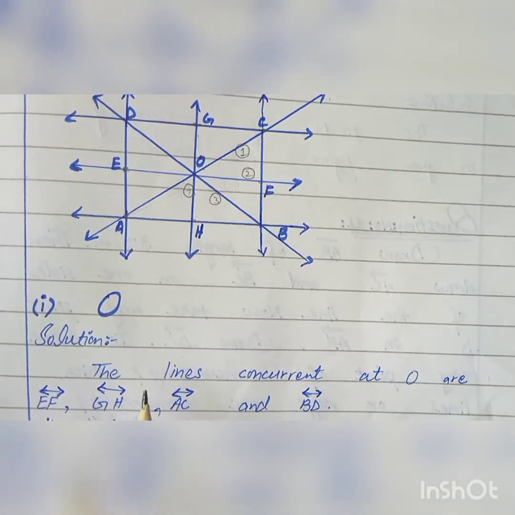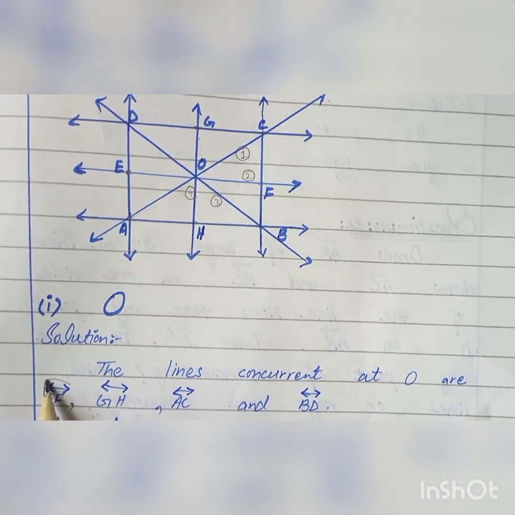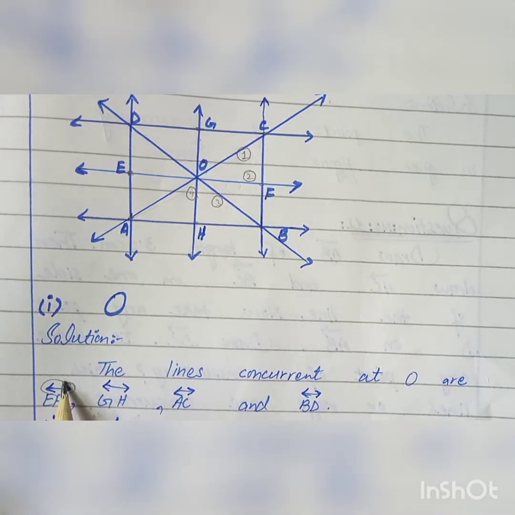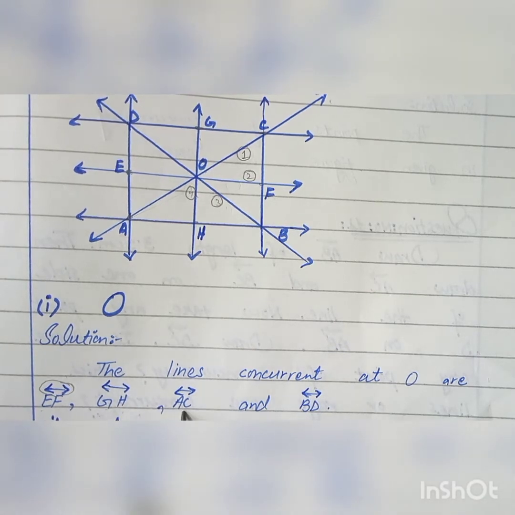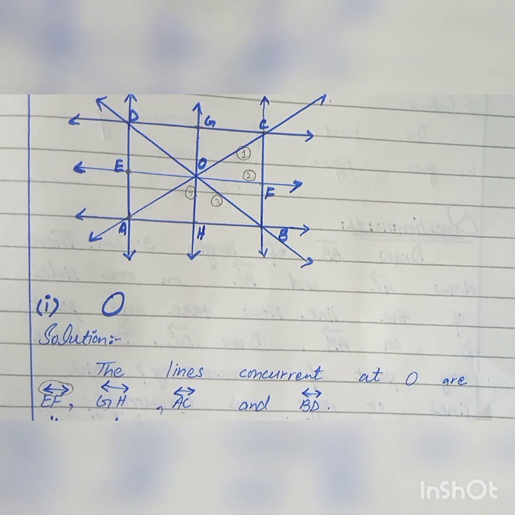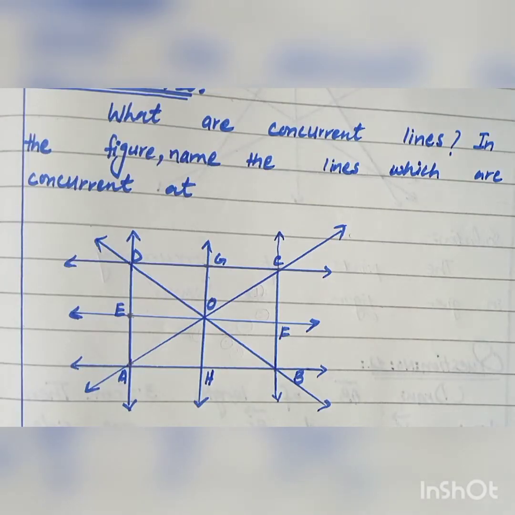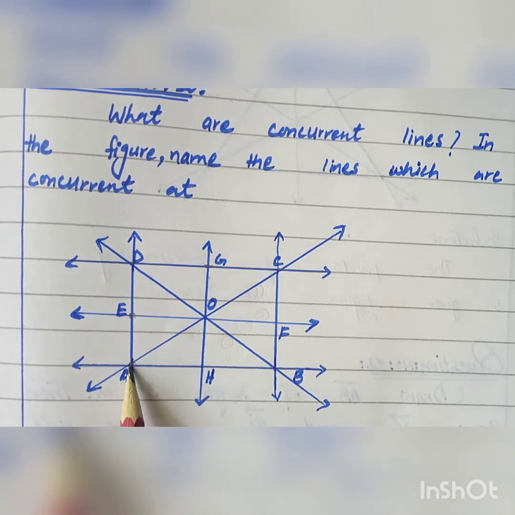Right here all the lines concurrent at point O are EF, and this is the representation of the line which shows that EF is a line. GH is also a line. AC and BD, these are the four lines that are concurrent at the point O. Next you have to find all the concurrent lines that meet at the point A.